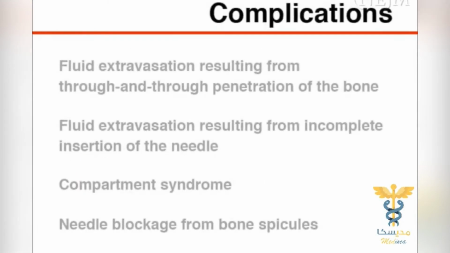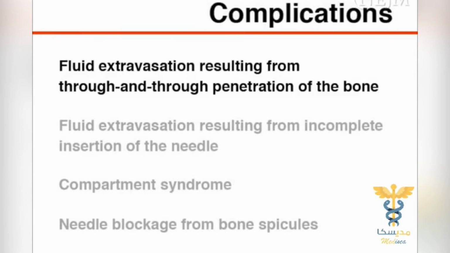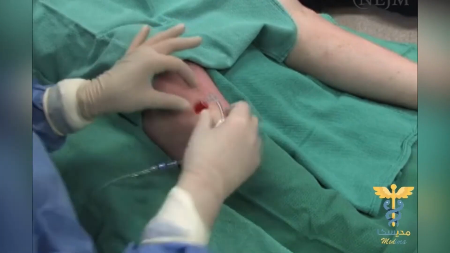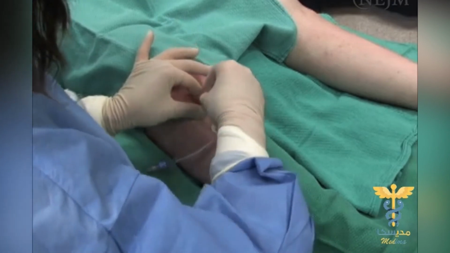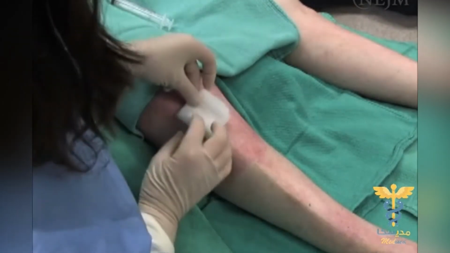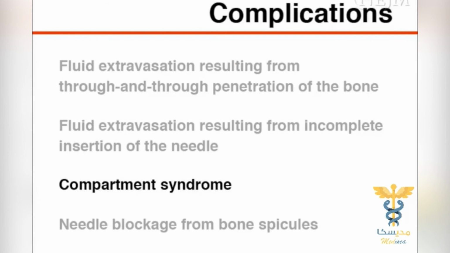The most common complication of intraosseous needle insertion is fluid extravasation resulting from through and through penetration of the bone or from incomplete insertion of the needle. If extravasation occurs, the needle should be removed and pressure should be applied to the site. Compartment syndrome is a rare but possible complication of fluid extravasation that may occur when a needle has been placed incorrectly.